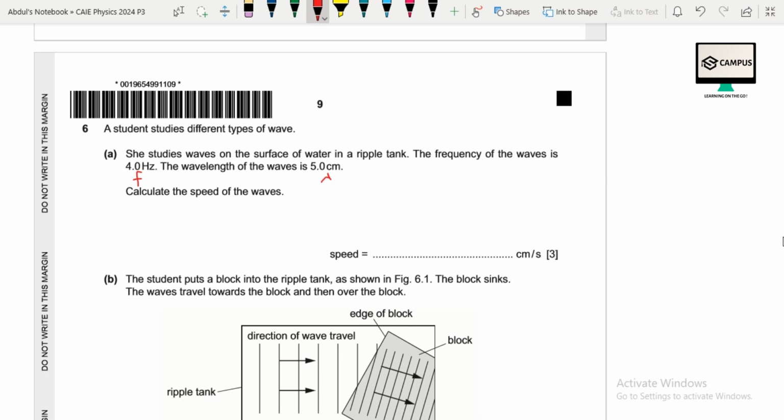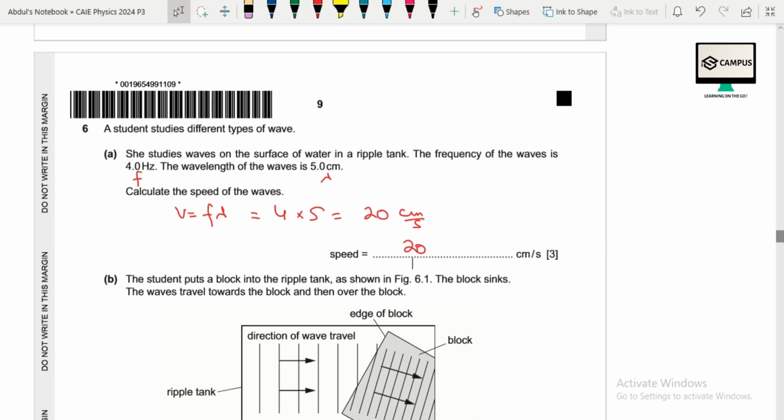That's pretty straightforward as well. We know the formula for the speed of the waves. We can find the wave speed as v equals frequency multiplied by the wavelength. Frequency is given as 4, and the wavelength is given as 5 centimeters, and that is 20. Hertz is basically per second, so centimeters per second.